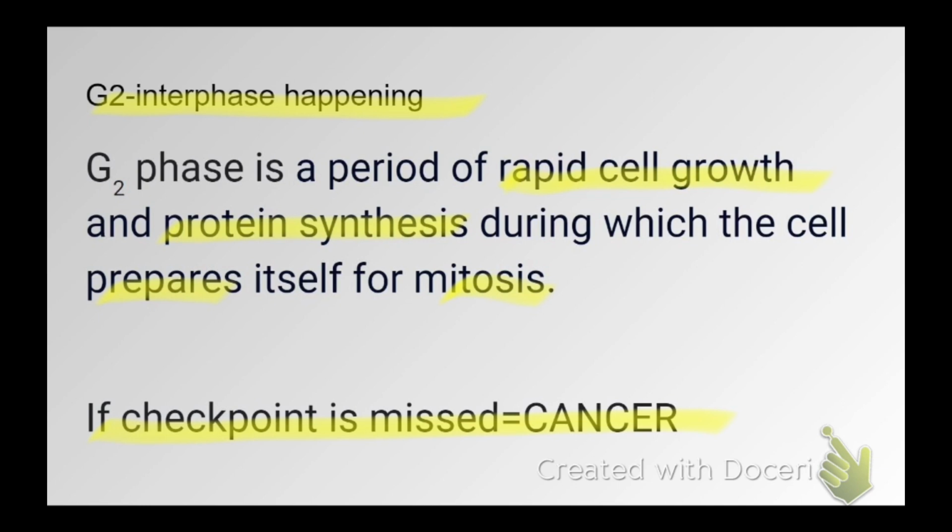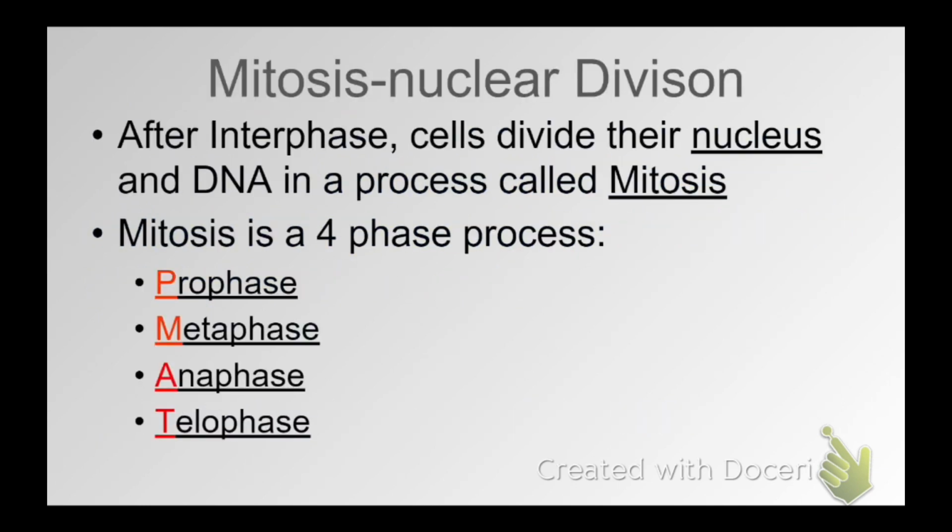All right, here we go. New heading, new ink, left-hand column. Here's the big mamma jamma. Mitosis, nuclear division. This is my M phase. This is after interphase. We are dividing the nucleus. There are 4 phases: prophase, metaphase, anaphase, and telophase.